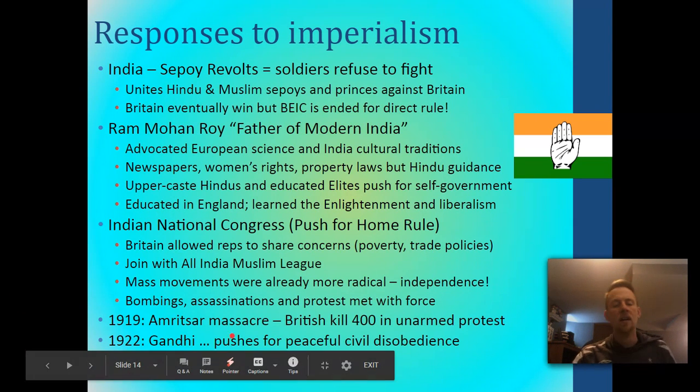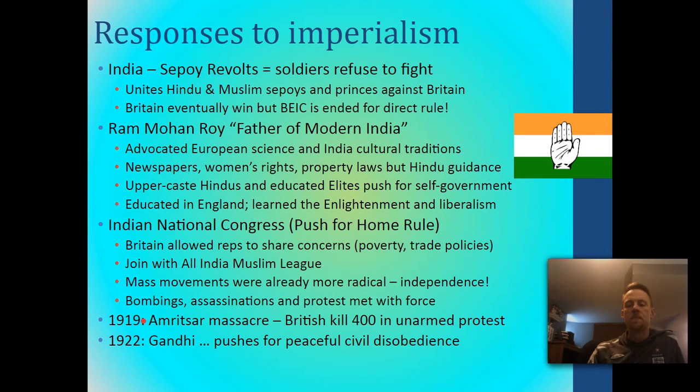Now, I'm zooming way ahead here. This is after the Great War, after World War I. But the Amritsar massacre happened as Indians were advocating for better treatment, lower taxes on things like salt, and they were unarmed, and British officers just got twitchy and fired into the crowd, killing 400.